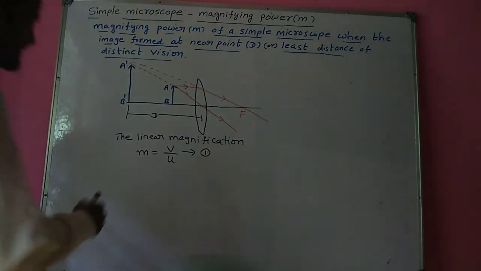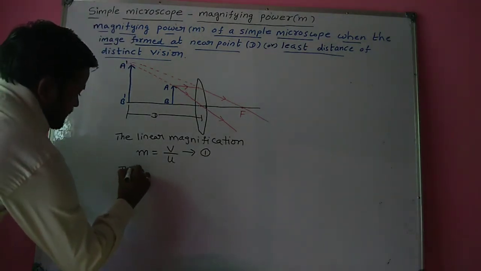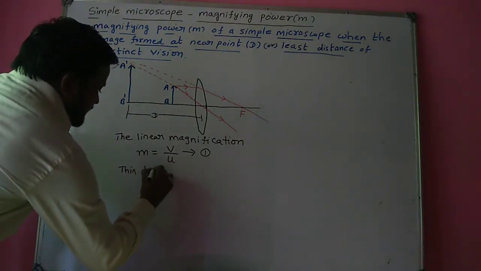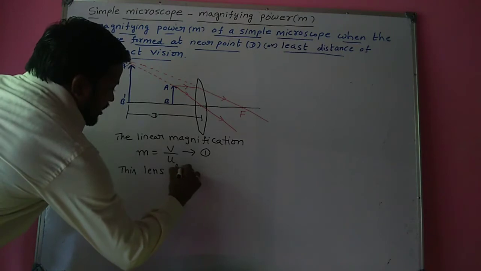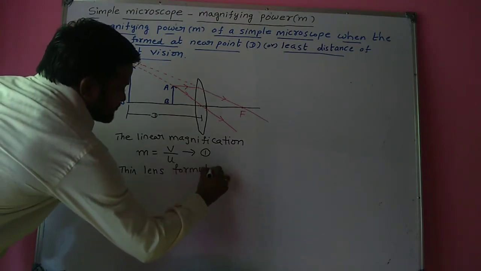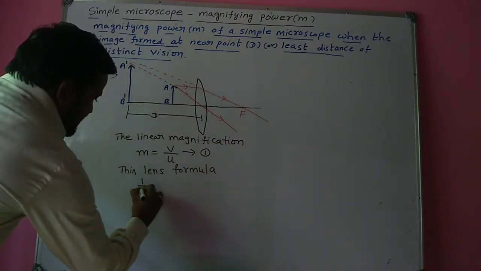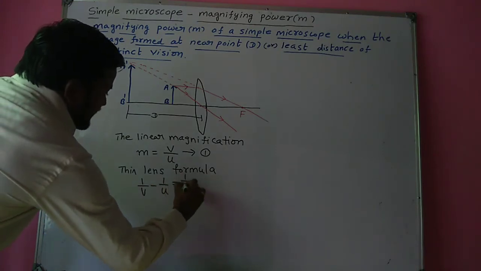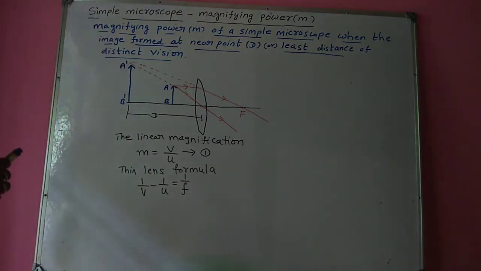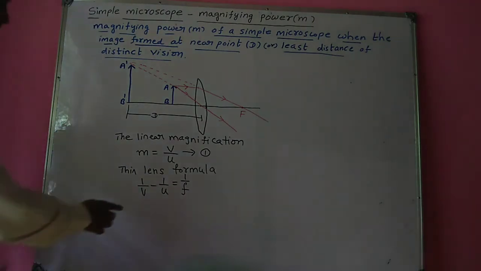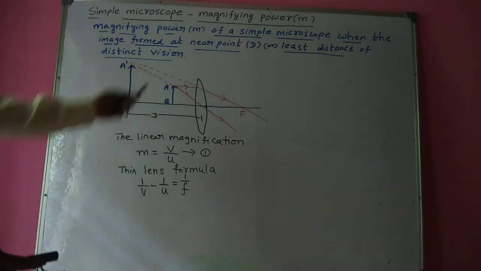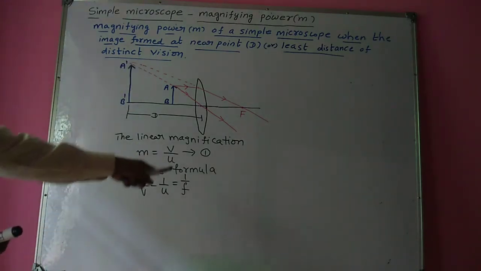Now we know the thin lens formula. In the previous classes we have discussed what the thin lens formula is. The thin lens formula is 1 by V minus 1 by U is equal to 1 by F. In this expression, V is image distance, U is object distance, F is focal length of this lens. This is called the thin lens formula.